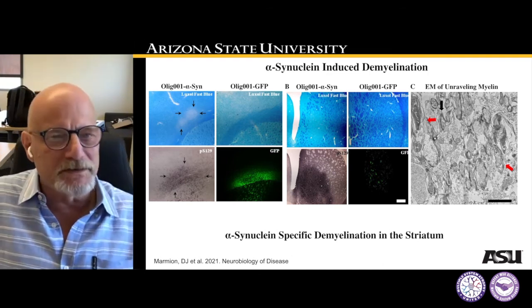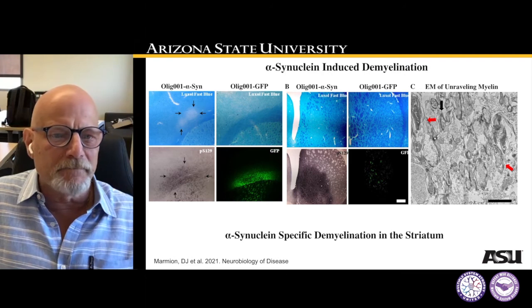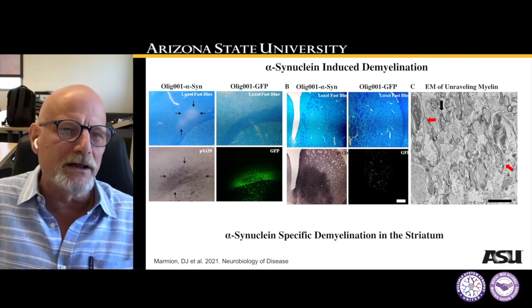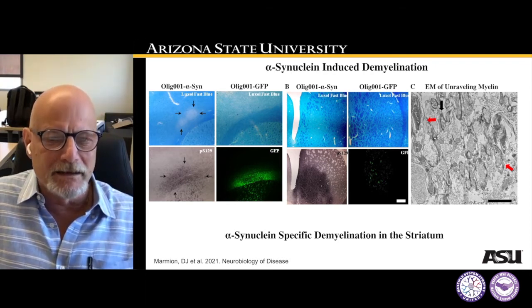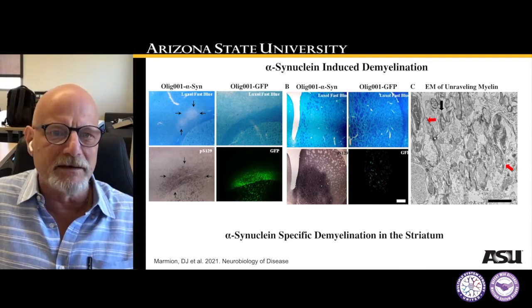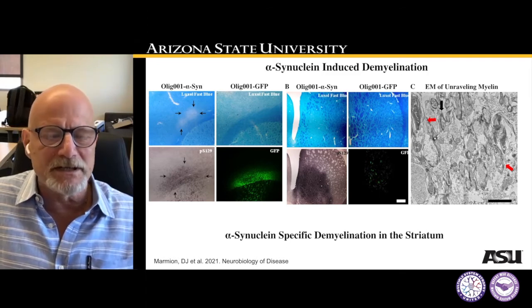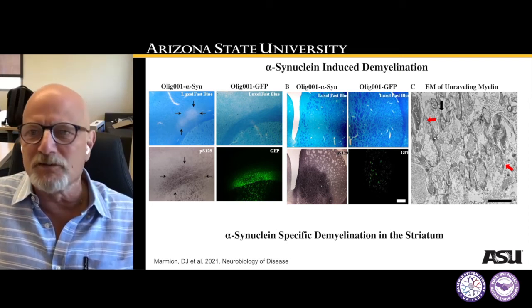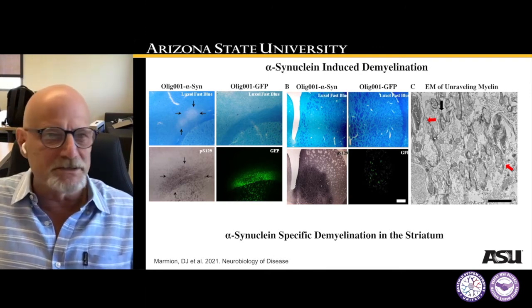In the striatum, you see very similar things, and you can see the loss of myelin here with Luxol fast blue in rats that are injected with oligo-alpha-synuclein, and this is completely not seen in rats that received a oligo-1 GFP. And you can see on electron microscopy, this in collaboration with Dan Nicholson, that there's an unraveling of myelin in this model, very similar to the unraveling of myelin that one sees in human multiple system atrophy.